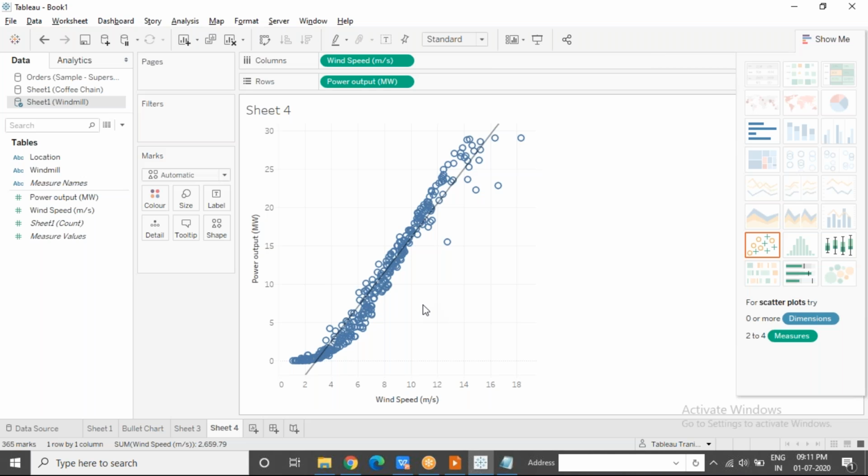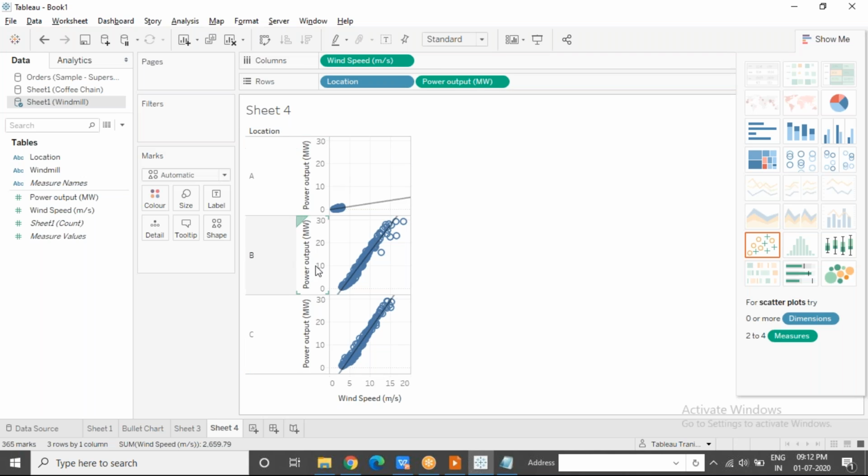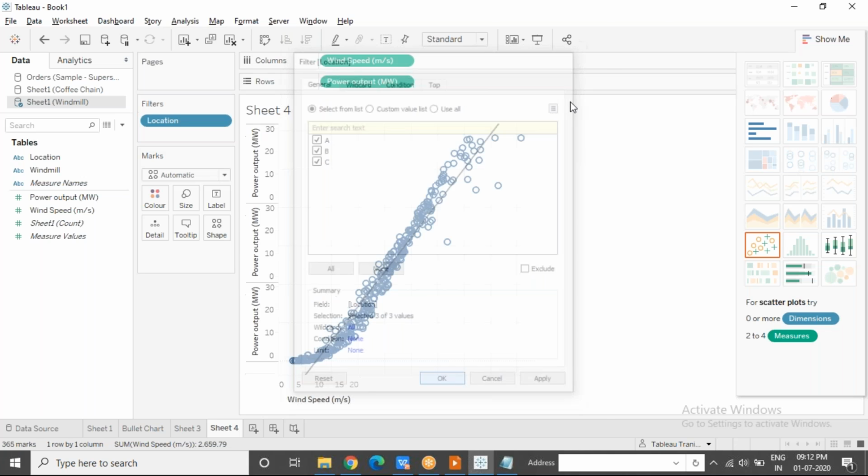Wrong. So based on whatever we have learned so far, how shall we separate this now? We have to separate it. So one thing is you can take location to the column shelf. You will get location A separately, location B separately, location C separately. You can take it to the row shelf. You will get location A separately, location B separately, location C separately. You can also take it to the filter shelf and one by one you can put the filter.